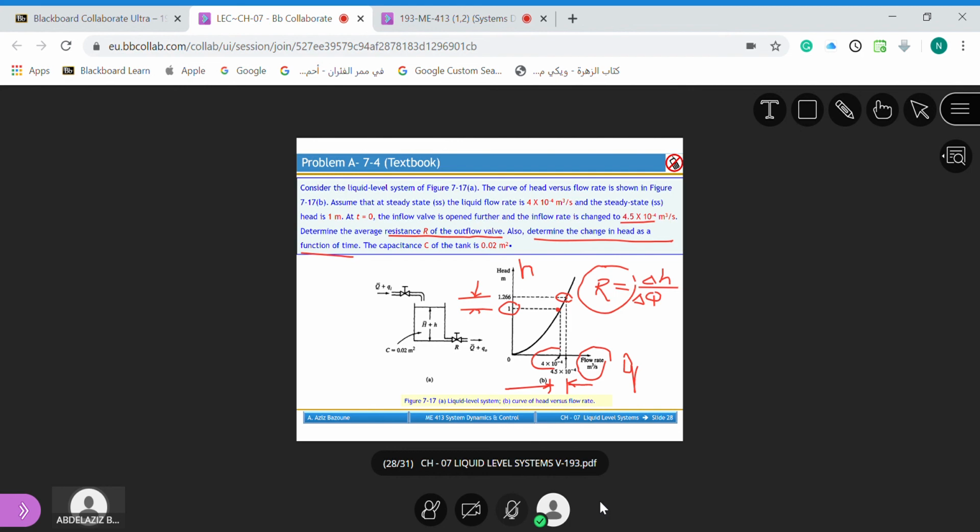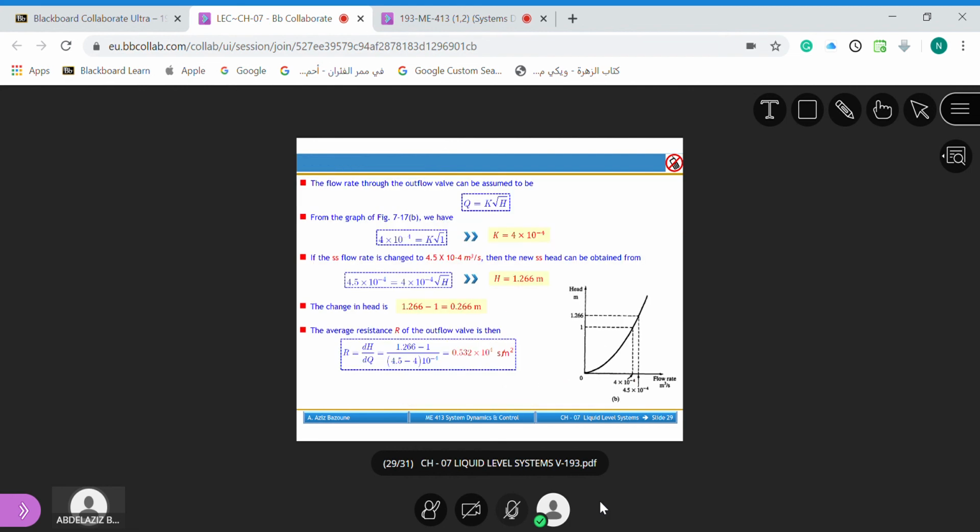of the time. The capacitance of the tank is given to be 0.02 meters square. So the resistance will be simply the change, as you can see. We found delta H over delta Q. R will be dH over dQ, 1.266 minus 1, over 4.5 minus 4. It will give you 0.532 times 10 to the power 4, which is second per meter square, the resistance.